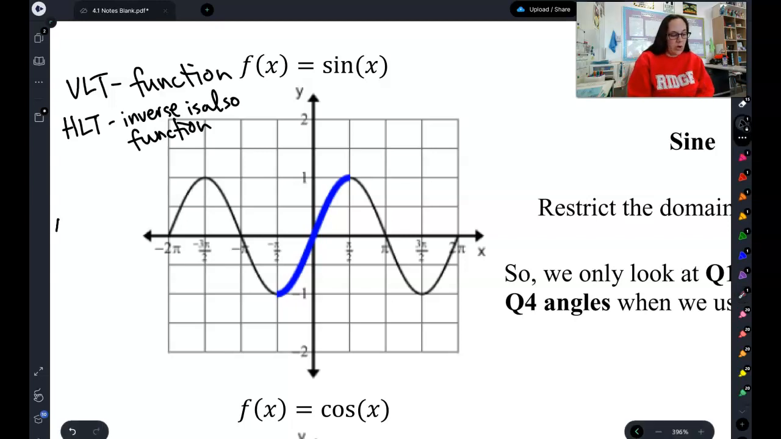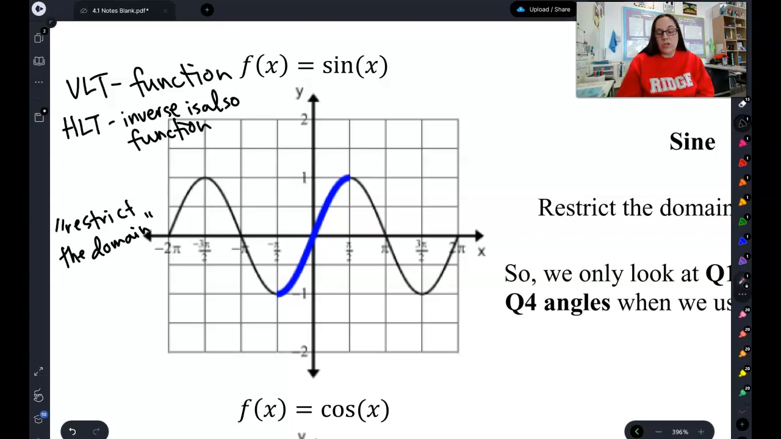So we're going to do something called restricting the domain, which basically means I'm only going to look at a portion of the graph so that I can force it to pass both of these tests. And you'll see that portion highlighted in blue here. So we have picked to only look at this part of the sine wave. And if I only look at that blue part, then yes, it passes the vertical line test, and yes, it passes the horizontal line test. It only crosses through the graph once, which now means its inverse is a function.